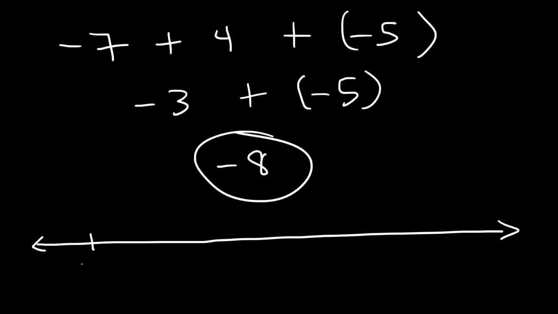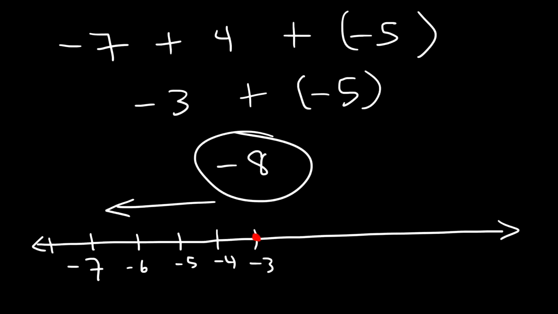So we're going to start with negative 7, and we're going to add 4 to it. 1, 2, 3, 4. So this is negative 6, negative 5, negative 4, negative 3. So we're currently at negative 3 at this point. And then we're going to add negative 5 to it. So we've got to go back 5 units that way. So 1, 2, 3, 4, 5. So the final answer is negative 8.